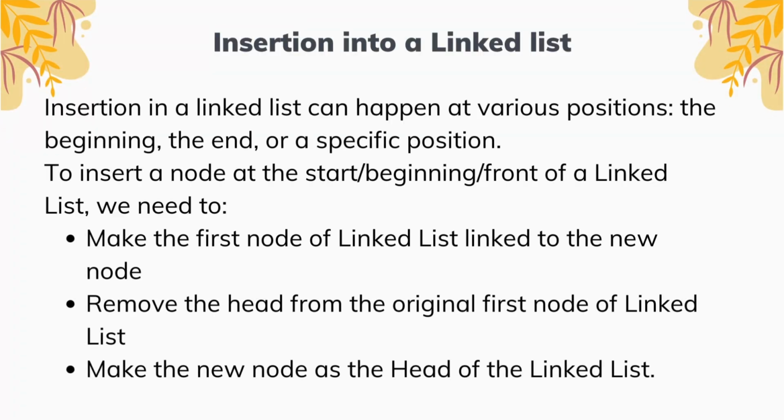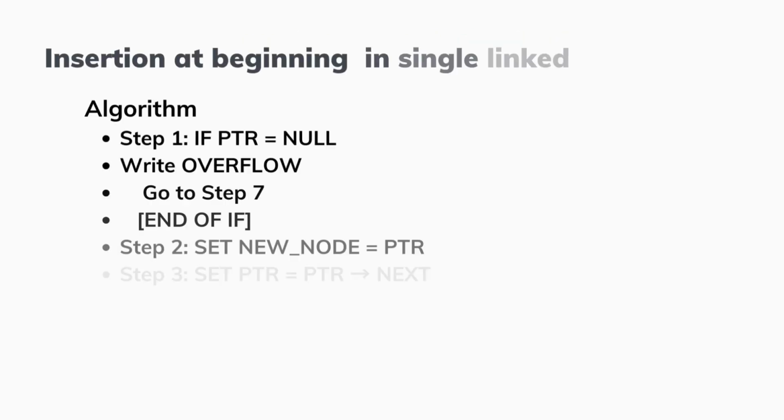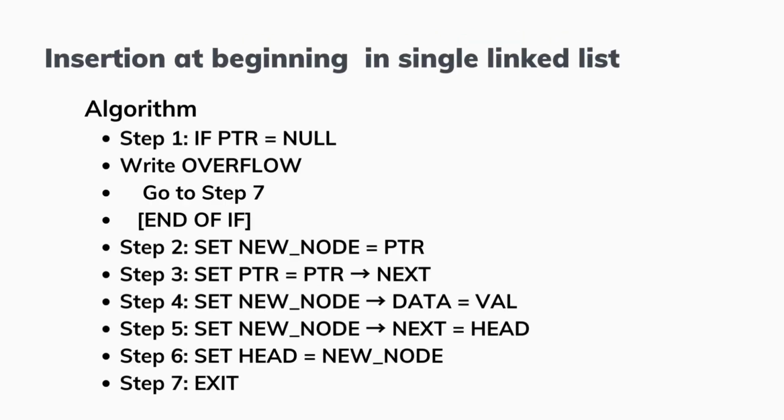Insertion operation. Insertion in a linked list involves adding a node to the list. This can be done at the beginning or at any specific position within the list. The process varies slightly depending on the type of linked list. Algorithm of insertion at beginning. Here is shown the algorithm of insertion at the beginning in a singly linked list. The algorithm is shown in the picture.